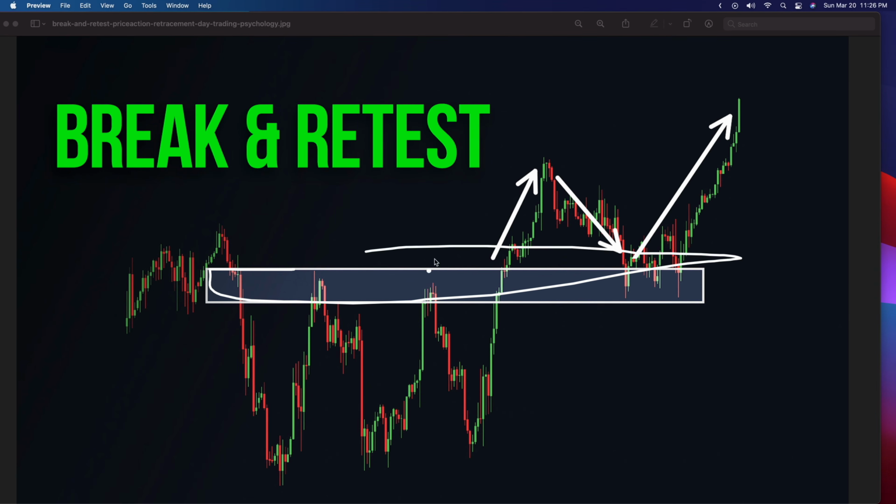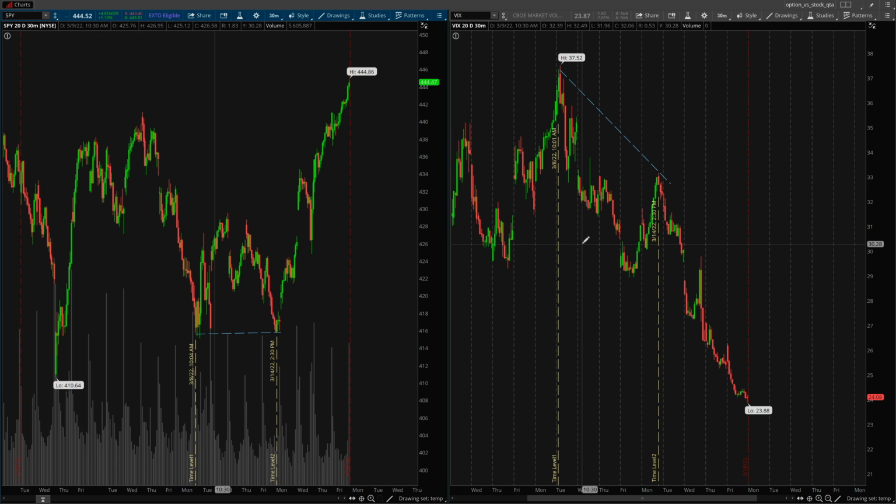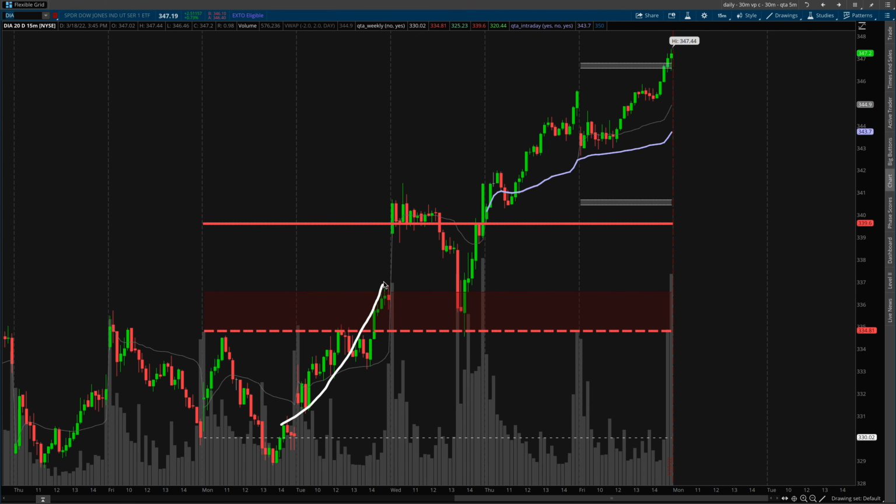Here goes our zone. We break out of the zone, we come back, and you look for a reason to take the trade in the continuation of the direction in which it was coming from. We look back at the chart. That's what's going on here. We break past the zone, we come back to the zone. You can see buyers here.